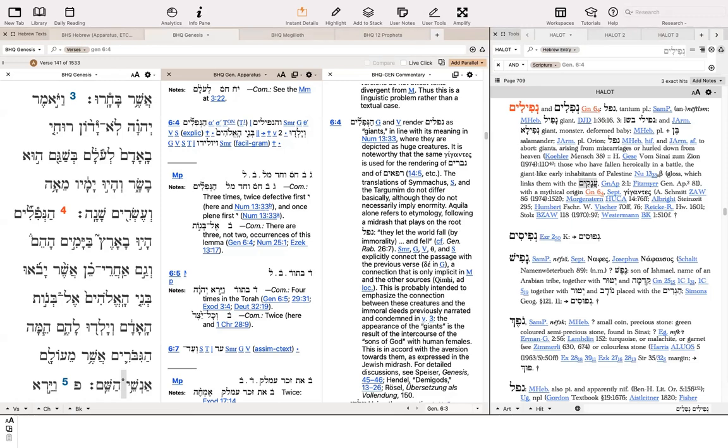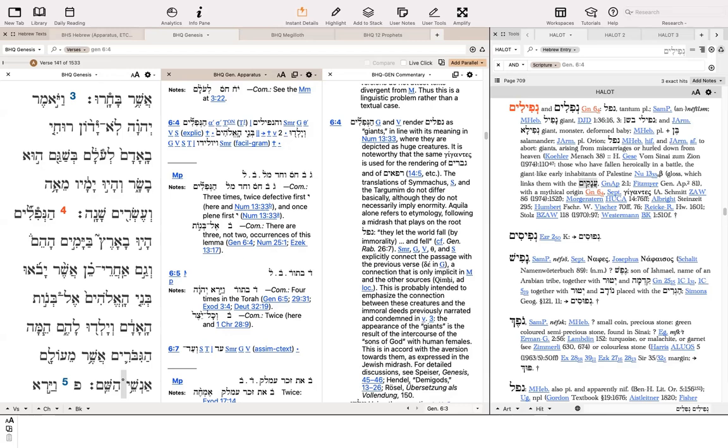The translations of Symmachus, the Syriac, and the Targum do not differ, basically, although they do not necessarily imply enormity. So these other witnesses also agree in basics here, although only the Greek really indicates that they are giants. Aquila, one of the Septuagints, alone refers to etymology following a midrash that plays on the root nafal.